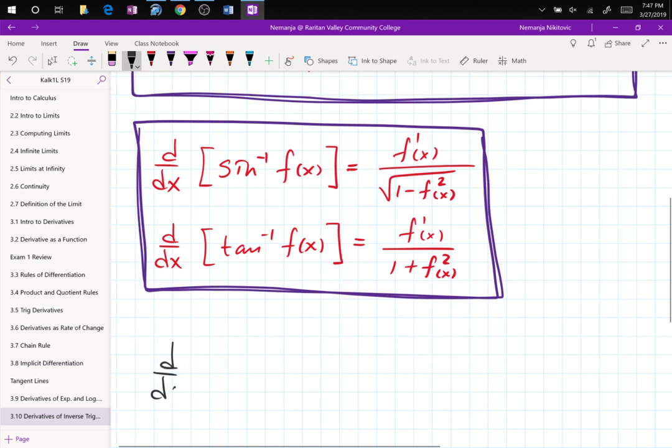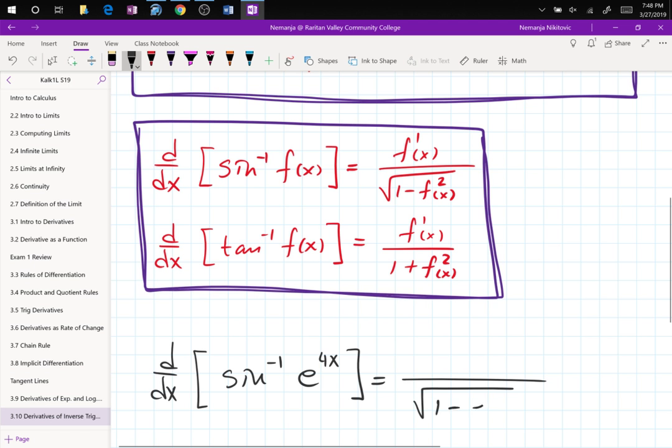So what is the derivative of sine inverse of e to the 4x? Well, you know that your f of x is e to the 4x, so just plug it in. 1 minus e to the 8x. The derivative of this is 4e to the 4x, and you're done. These problems should take, on average, about 27 seconds, which includes thinking and writing.